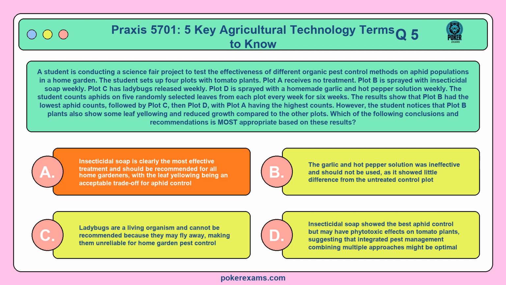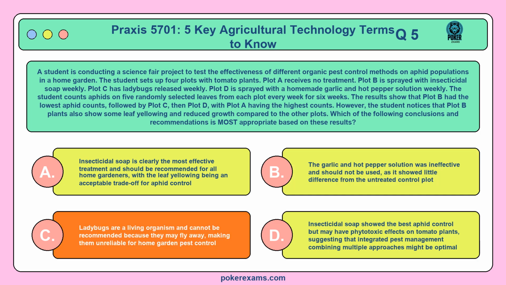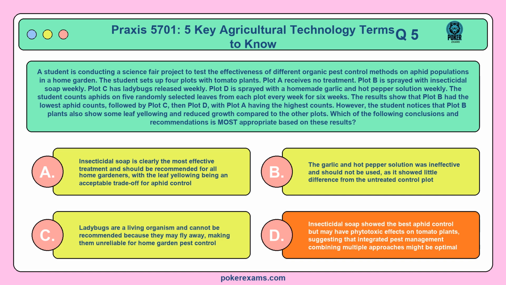Option A. Insecticidal soap is clearly the most effective treatment and should be recommended for all home gardeners, with the leaf yellowing being an acceptable trade-off for aphid control. B. The garlic and hot pepper solution was ineffective and should not be used, as it showed little difference from the untreated control plot. C. Ladybugs are a living organism and cannot be recommended because they may fly away, making them unreliable for home garden pest control. Or D. Insecticidal soap showed the best aphid control, but may have phytotoxic effects on tomato plants, suggesting that integrated pest management combining multiple approaches might be optimal.